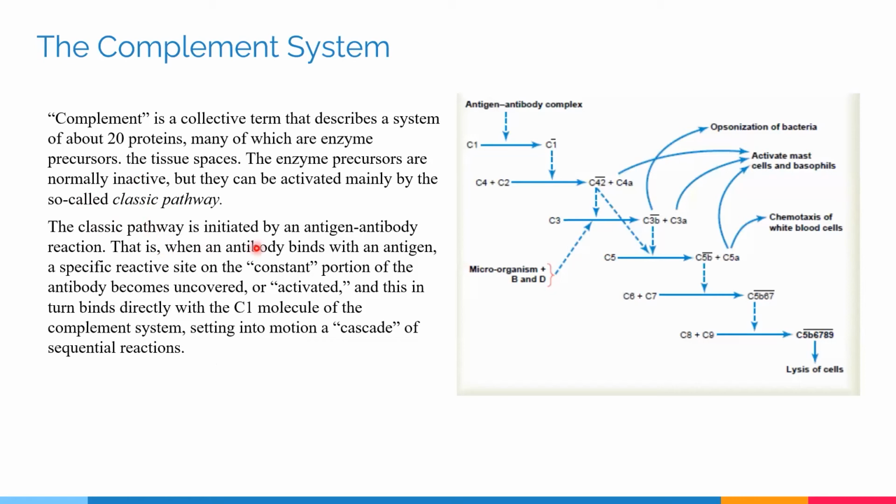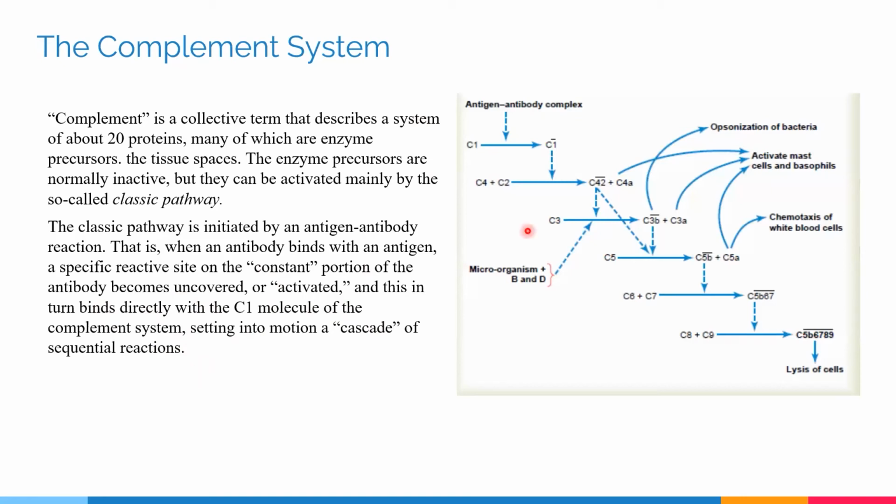The classic pathway is initiated by the antigen-antibody reaction. That is, when an antibody binds to an antigen, a specific reactive site on the constant portion of the antibody becomes uncovered or activated, and this in turn binds directly to the C1 molecule, that is the starting molecule of the classic pathway of the complement system, setting into motion a cascade of sequential reactions that end up creating various consequences, which we'll just look at. But first, we'll look into how exactly the complement system is activated.